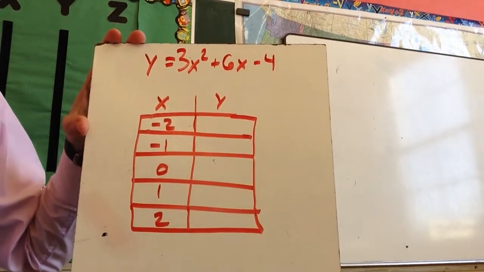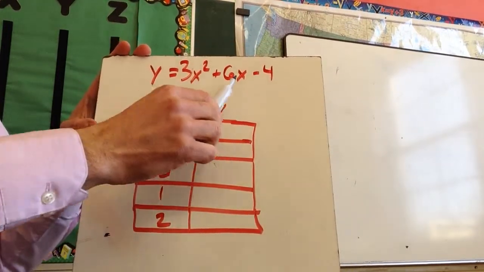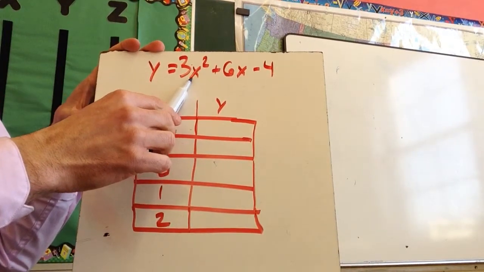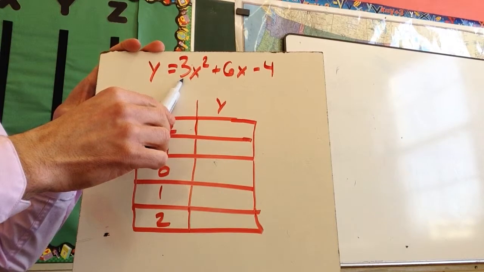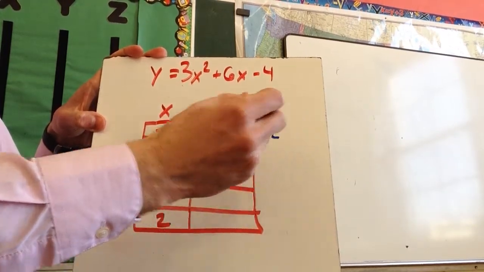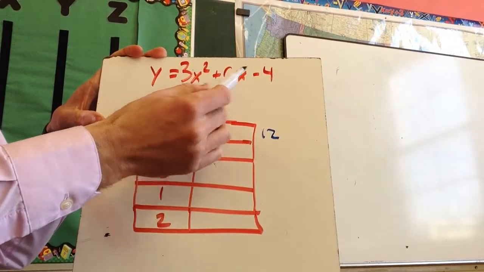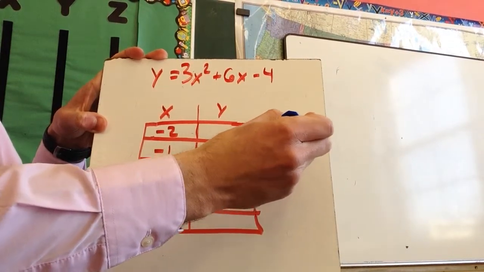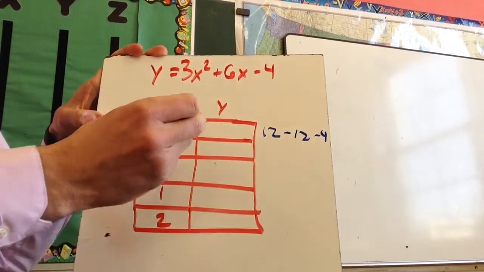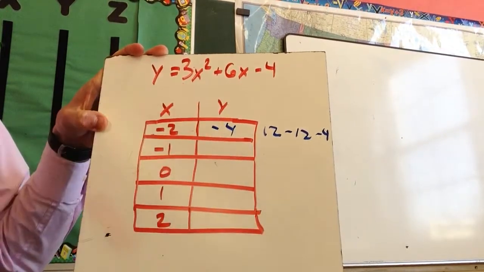So what I'm going to do is take negative 2, and I'm going to substitute it in for both places you see the x. So negative 2 times negative 2 is positive 4. 4 times 3 is 12. So I've got 12. And then negative 2 times 6 is negative 12, minus 4. So this is 12 minus 12 minus 4. So this is going to be negative 4.